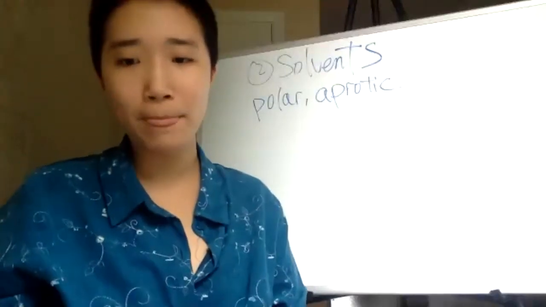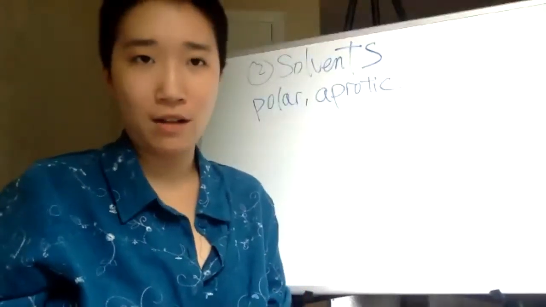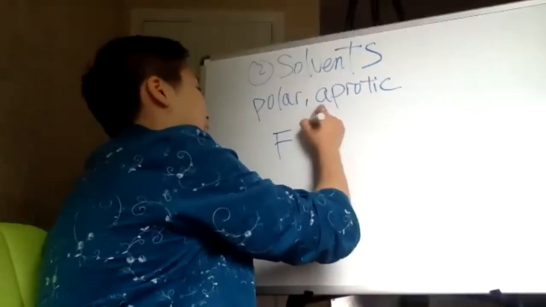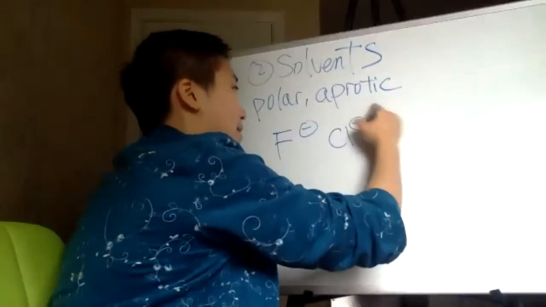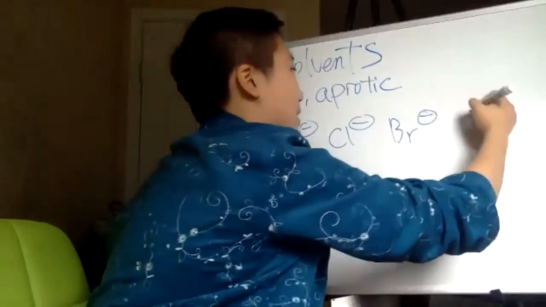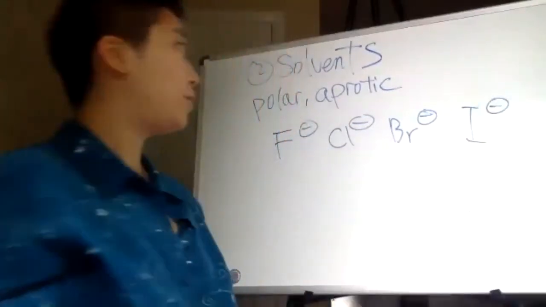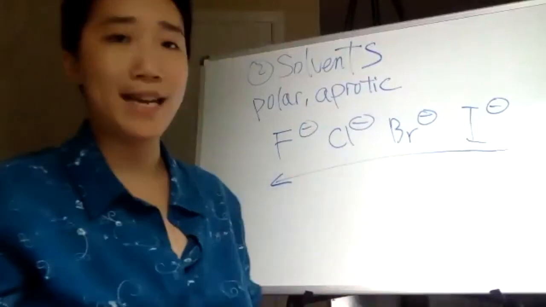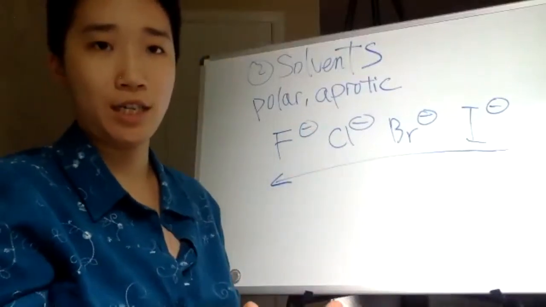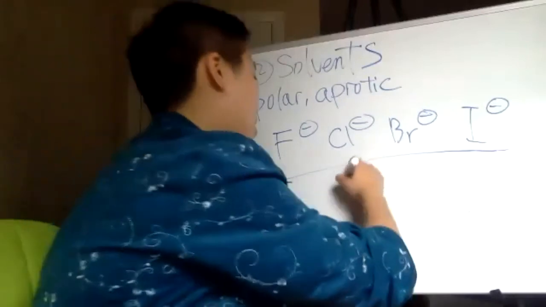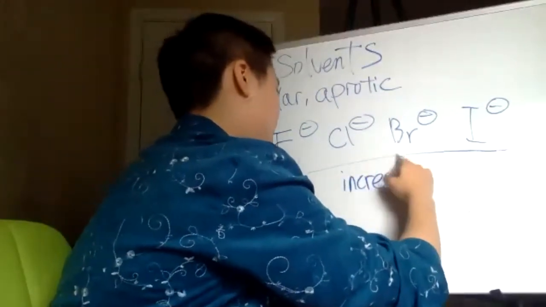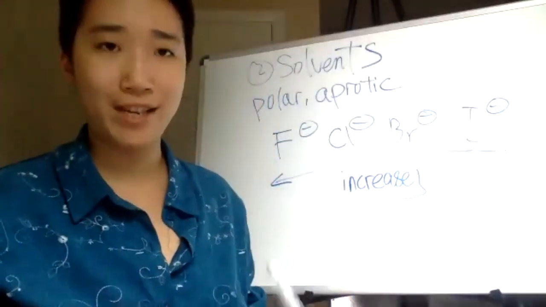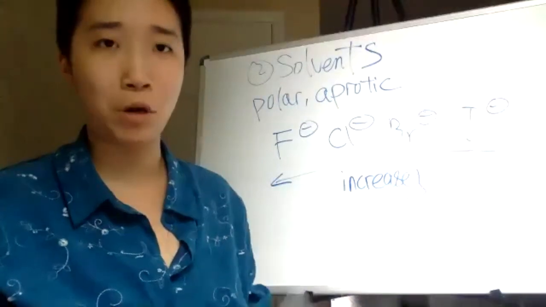So for polar aprotic solvents, if we look at the same series of nucleophiles, F minus, Cl minus, Br minus, and I minus, in polar aprotic solvent, nucleophilicity increases in the reverse order, as we just talked about. So it increases the other way. The more electronegative it is, the more nucleophilic it is in polar aprotic solvent.